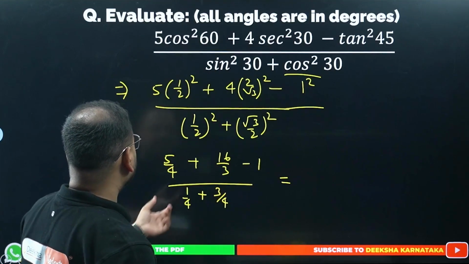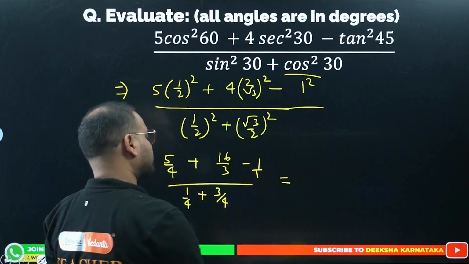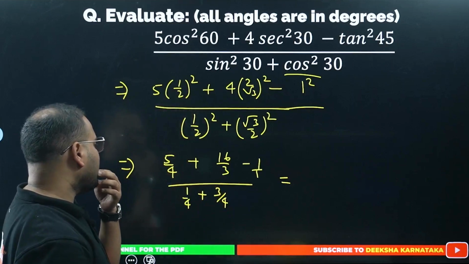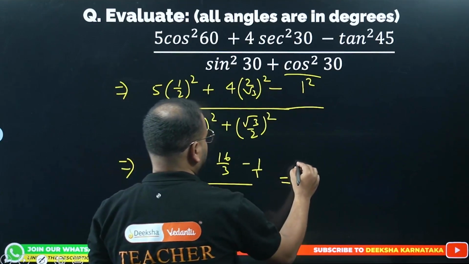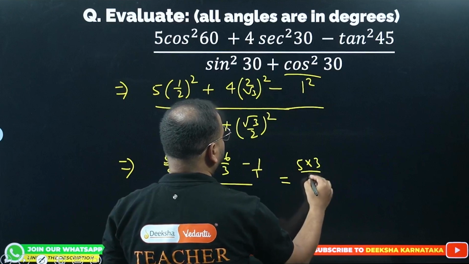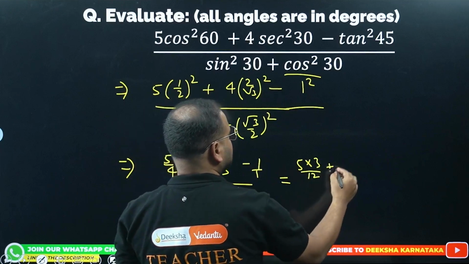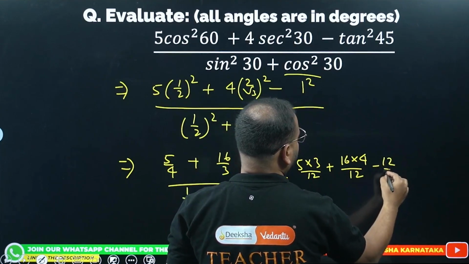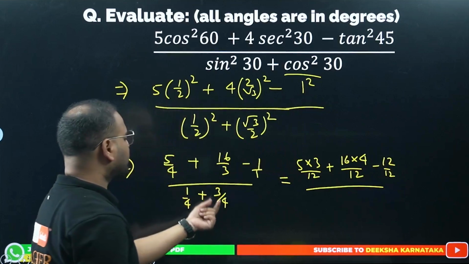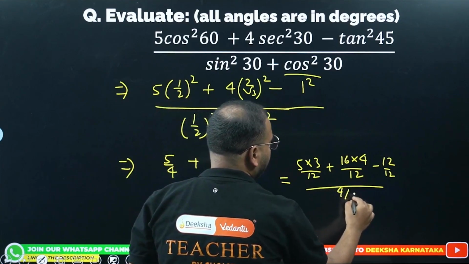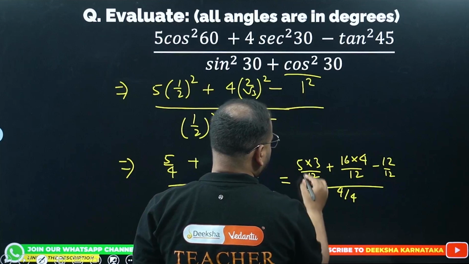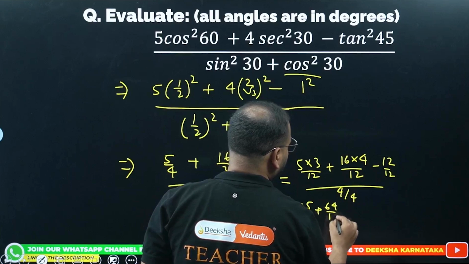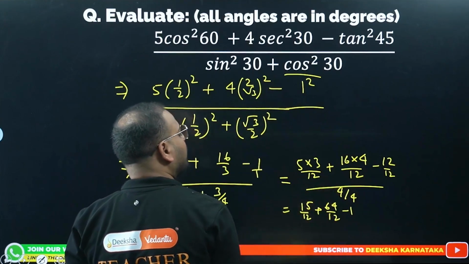I'll solve it anyway. LCM of 4 and 3 would be what? 12. So I'll have to multiply here to make equivalent fractions in the numerator. It will be 5 into 3 by 12, plus 16 into 4 by 12, minus 12 by 12. And what is the denominator? Check here. 1 by 4 plus 3 by 4, which is nothing but 4 by 4. How much is that? 1. Simplify please. 5 into 3 is 15 by 12, plus 64 by 12, minus 1. The denominator is gone because 4 by 4 is 1.